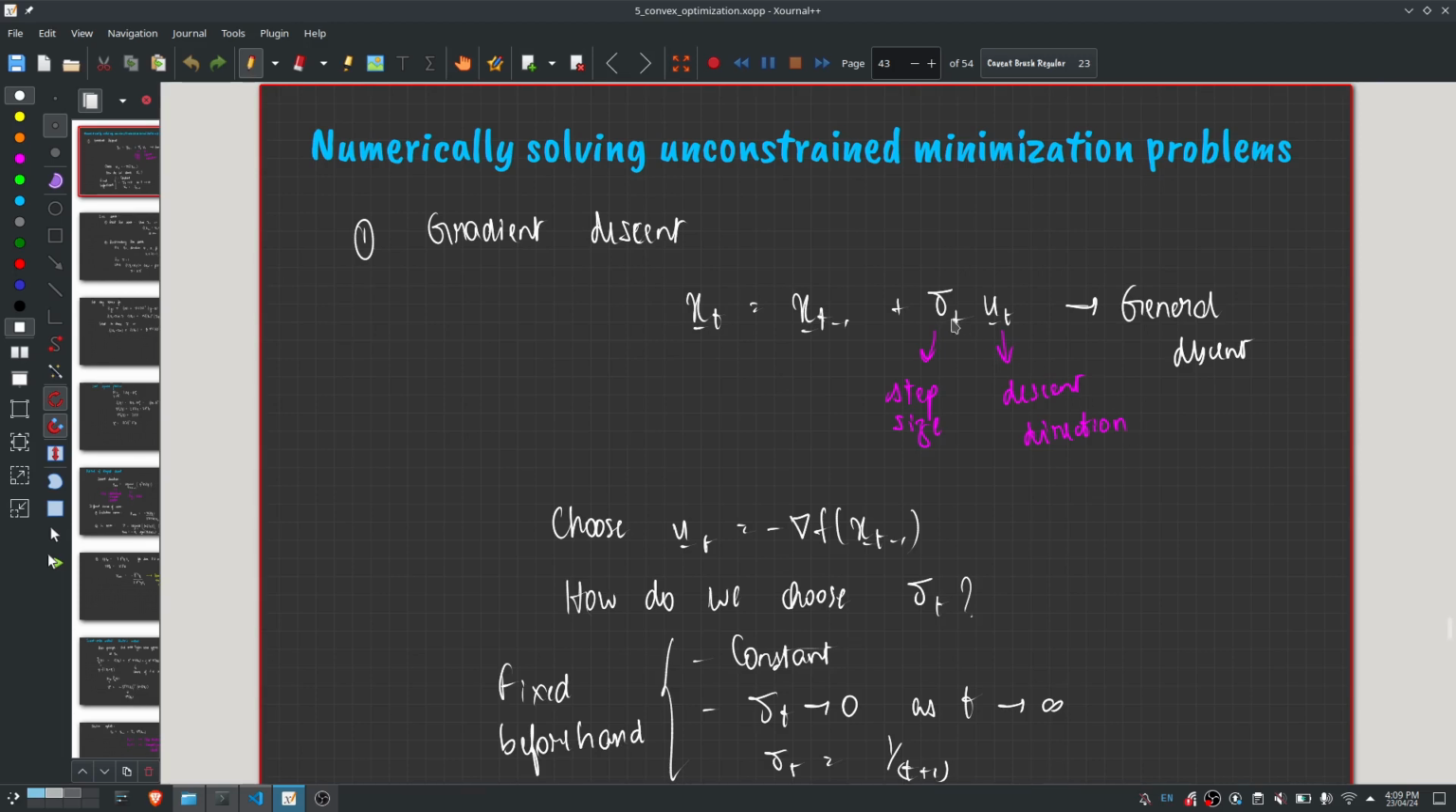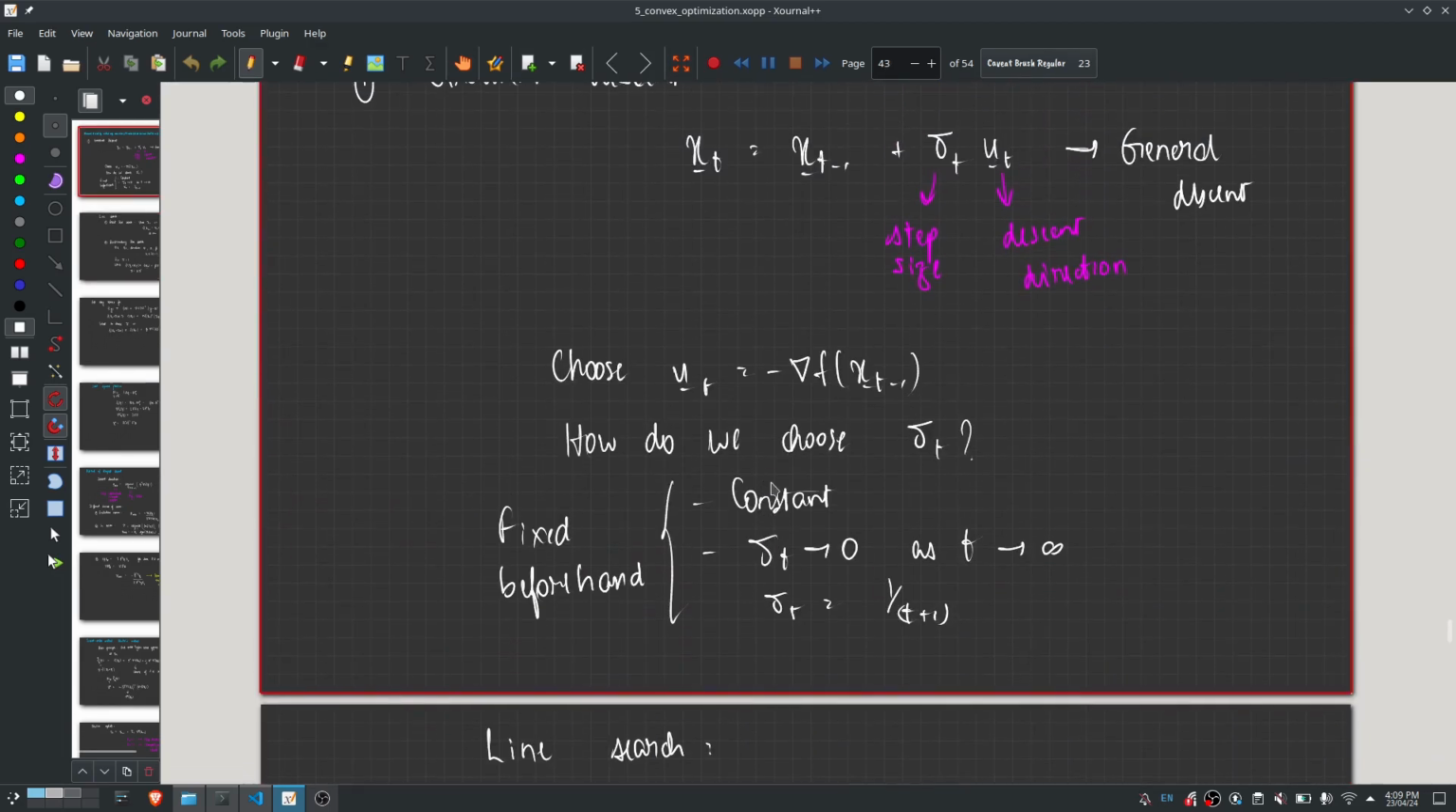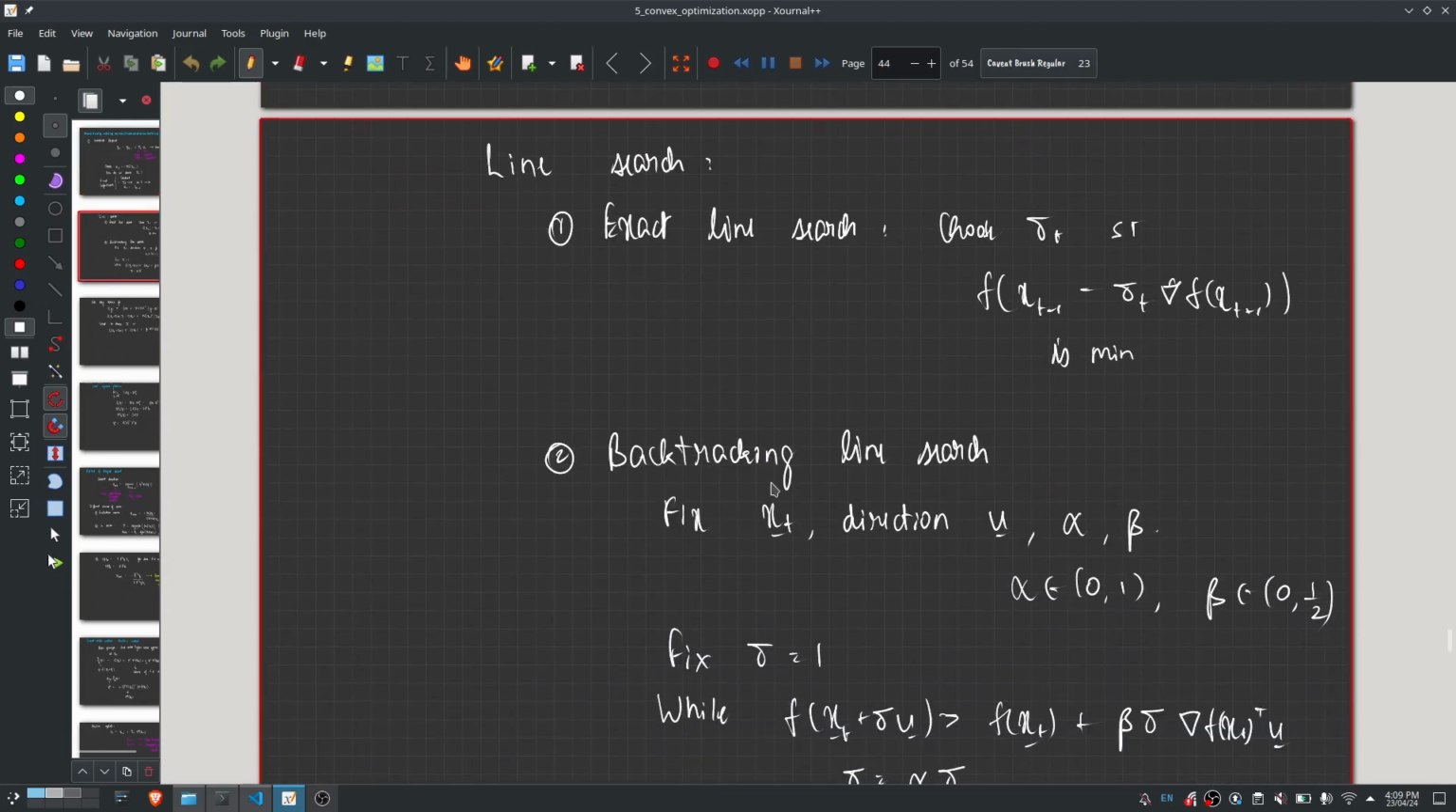And the step size can either be fixed to be a constant or it can vary with the iteration. One of the most popular approaches of choosing the step size is using backtracking line search. In the previous class, we saw that if we actually use backtracking line search, then we converge much faster. Right?